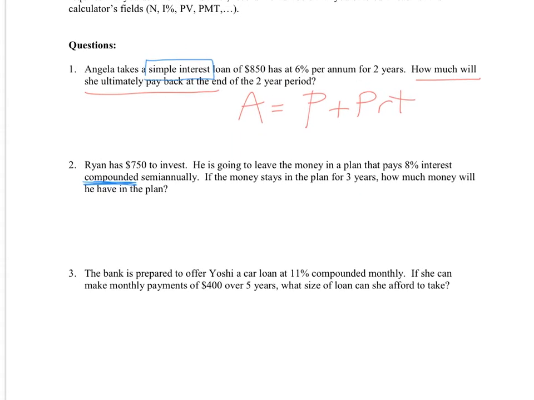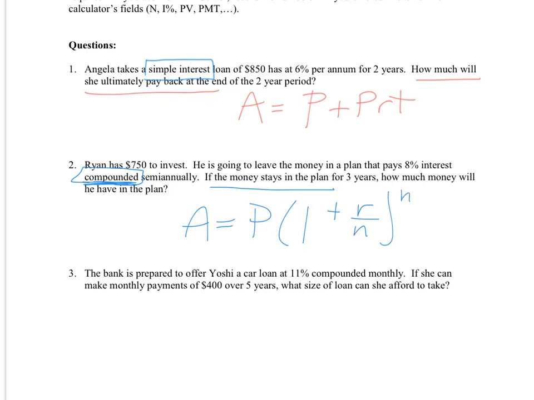So if we're looking here, Ryan has $750 to invest. He's going to leave the money in a plan that pays 8% interest compounded, so we know it's not simple interest. If the money stays in the plan for 3 years, how much money will he have in the plan? So this is just a case, if the money just stays in the plan, he's not making extra payments, he's not making regular payments, then we know we're using our compound interest formula, which is just P(1 + r/n)^(nt).